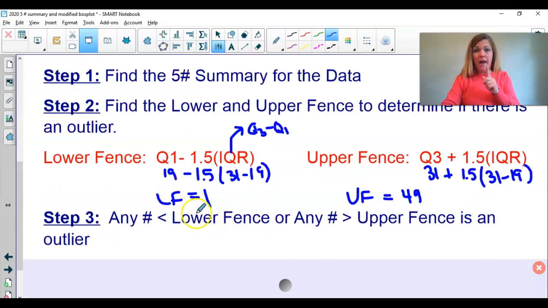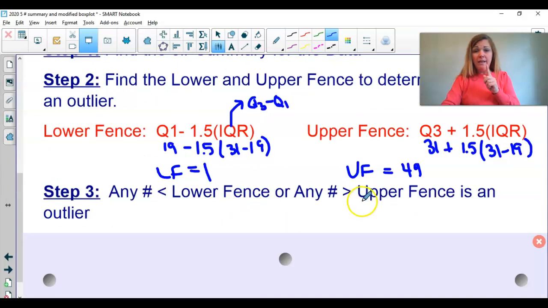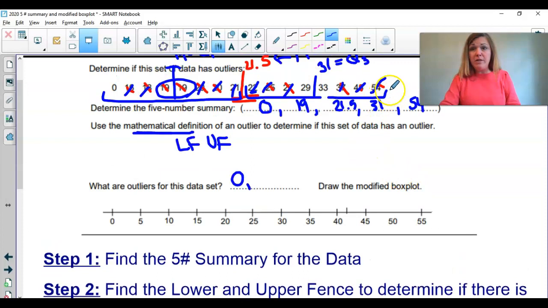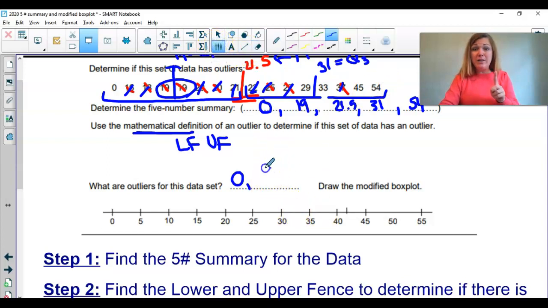We want to see, is there any number that is less than my lower fence? So that's 1 here. And we have 0. That would be a lower outlier, okay? And then any number greater than the upper fence. So we're going to see if we have anything greater than 49. And we do, that's 54 right there. Let's see what these numbers are. Yeah, that's 54. Okay, so 54 is also an outlier.